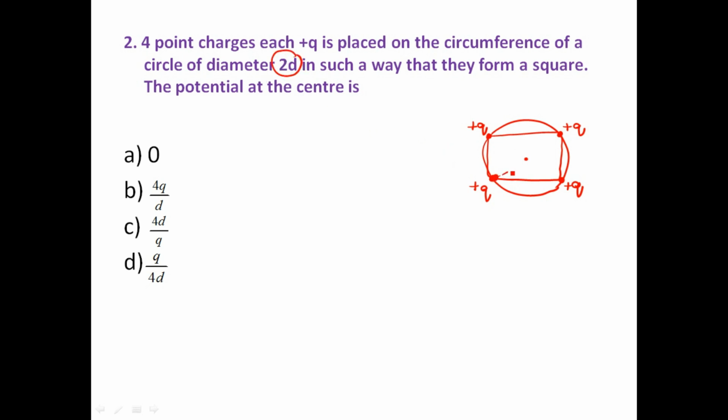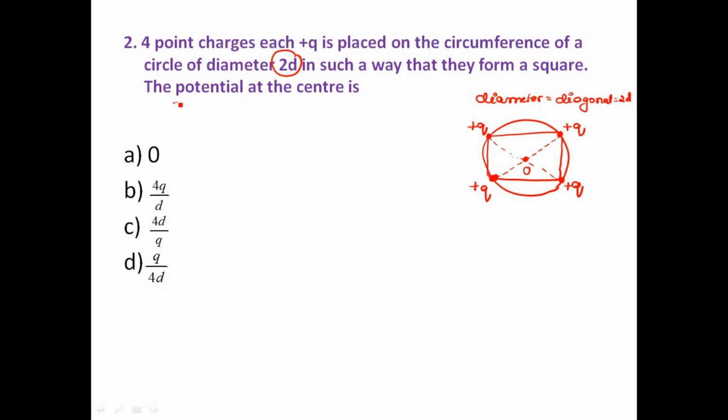Hence the diagonal of the square is nothing but the diameter of a circle. So here we have 2d as the diameter. Diameter is equal to diagonal of the square. It is equal to 2d, right? Let us mark this center of the circle as O.